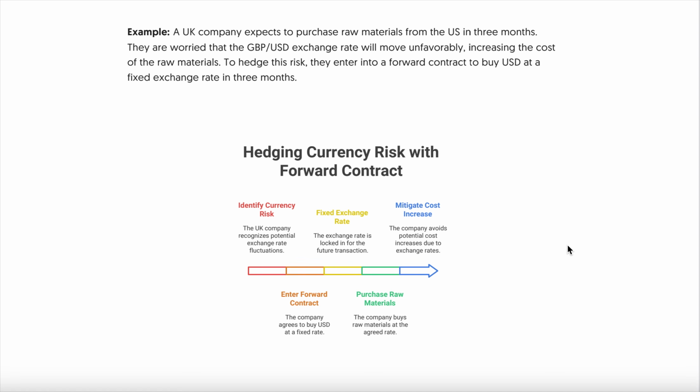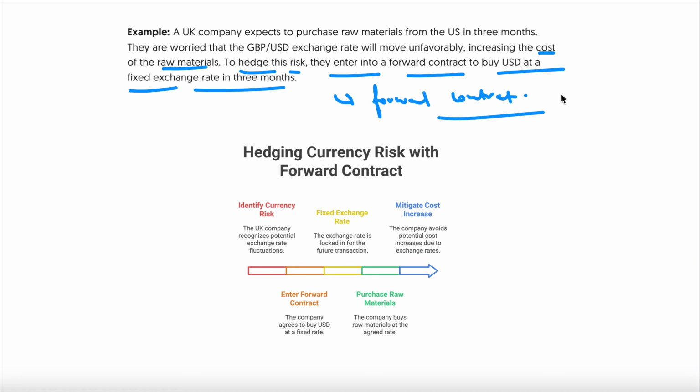Now, let's take an example. A UK company expects to purchase raw materials from the US in 3 months' time. What they're worried about is that the exchange rate will move against them, increasing the cost of the raw materials. So in order to hedge this risk, they enter into a forward contract to buy USD at a fixed exchange rate in 3 months' time. So technically they will get into a forward contract.